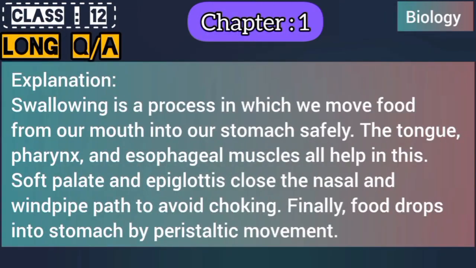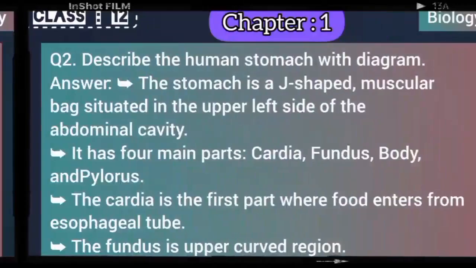Urdu explanation. Swallowing is a process in which we move food from our mouth into our stomach safely. The tongue, pharynx, and esophageal muscles all help in this. Soft palate and epiglottis close the nasal and windpipe path to avoid choking. Finally, food drops into stomach by peristaltic movement.